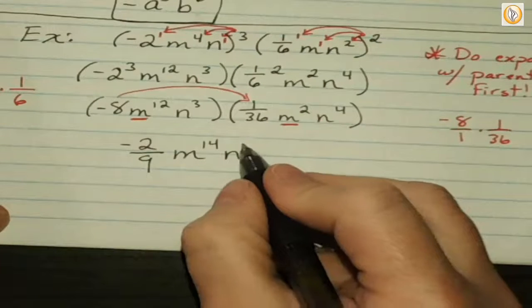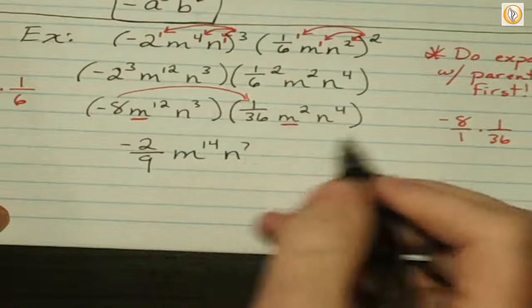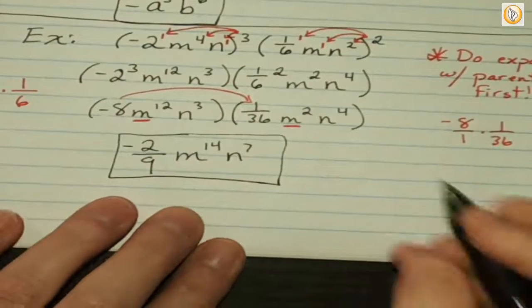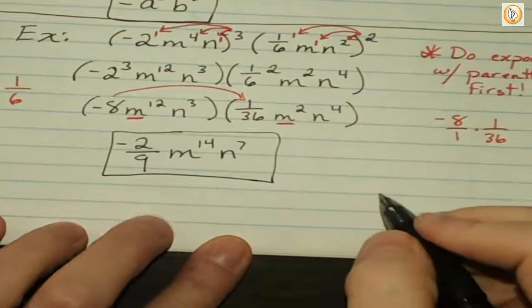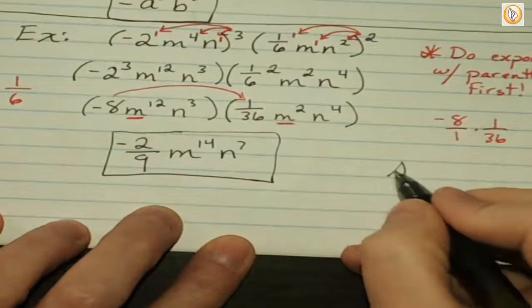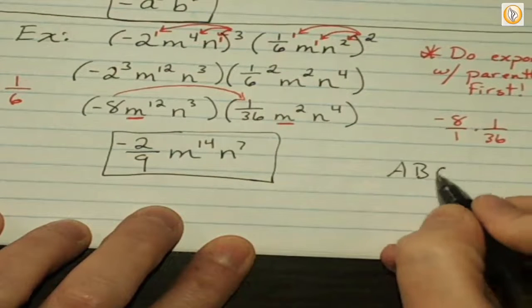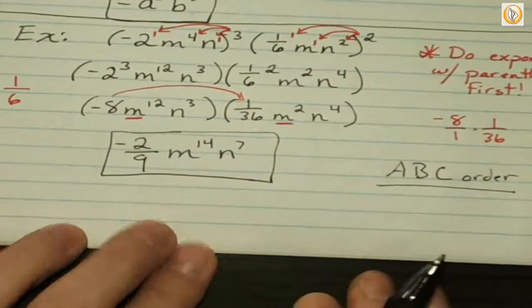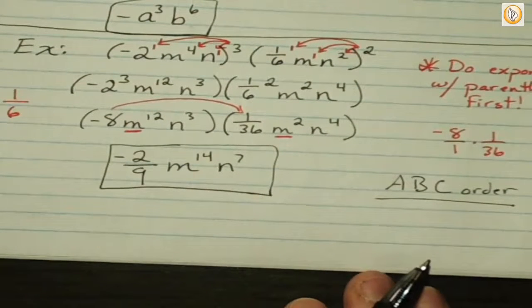No, 7. When the bases are the same, we add. There is our answer. And by the way, because this will be asked, put your letters in ABC order. Your letters should always be in ABC order. Any questions? Cecilia?